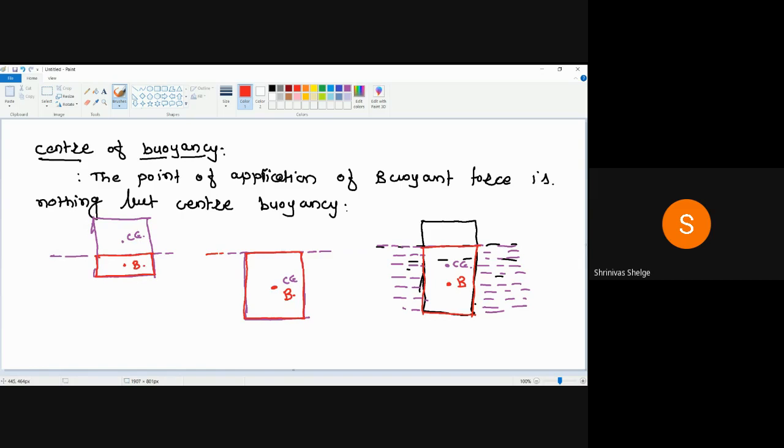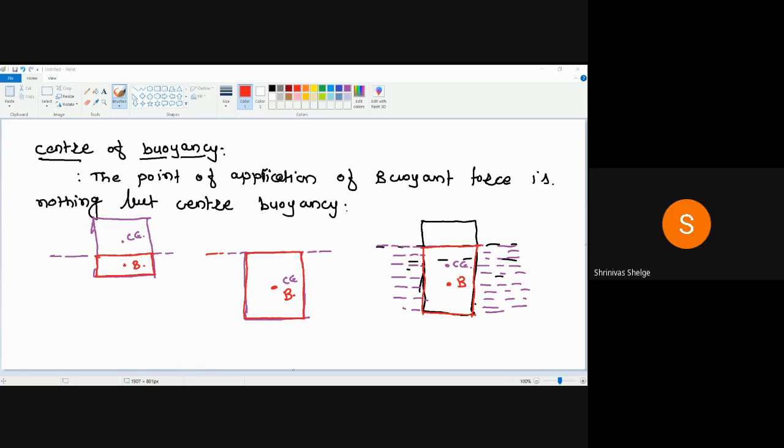Representing it as B. Correct. So this is the center of buoyancy. Getting my point? Is it clear to all? So this is the center of buoyancy.